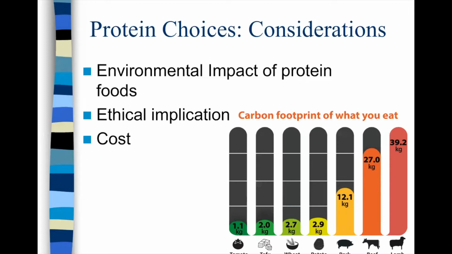Ethical implications. How do you feel about how livestock is raised, treated, slaughtered, etc.? And then cost. Generally speaking, animal sources of protein are more expensive than plant sources of protein.